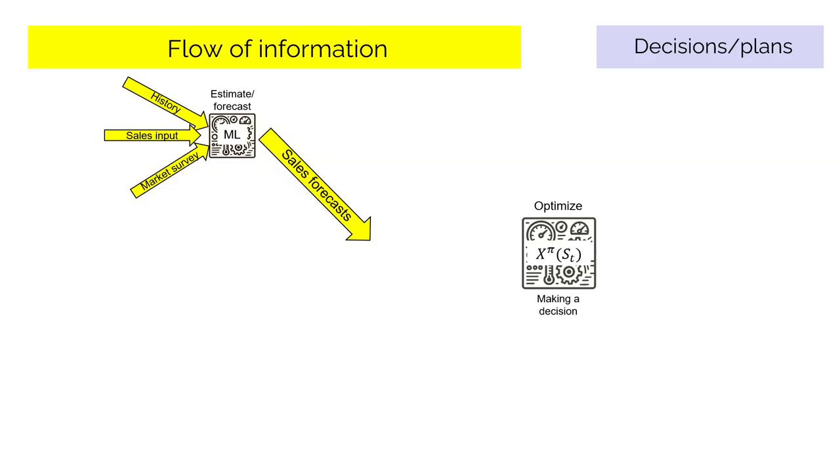Now, I have this slide for depicting the flow of information. So anything in yellow, let's say we start off with demand and sales. So I have various things about history and sales and inputs from the sales staff.